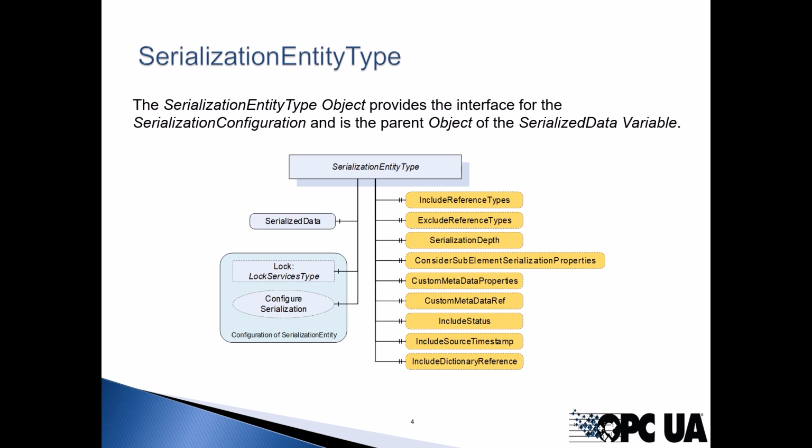The property allows the combination of serialization scopes configured in the same subtree of the information model. The custom metadata properties and custom metadata ref properties allow the specification of metadata for usage in PubSub scenarios. The include status, include source timestamp, and include dictionary reference properties determine if status information, companion values like timestamps, and other additional information like references to data and dictionaries shall be included in the serialization value.